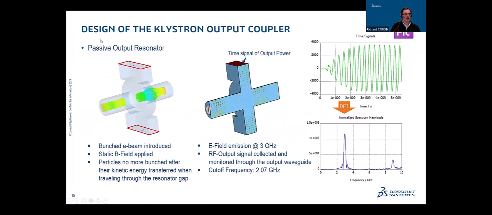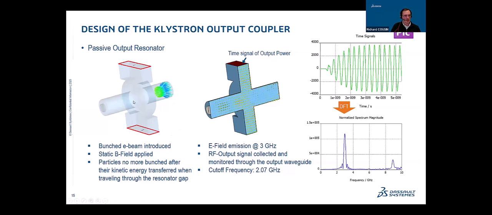We also need to design the klystron output coupler in order to extract the microwave signal out of this cavity. You can start directly from a particle 2D monitor, or even from this small cylinder that you can place in this area. Then you launch the particles using, for instance, a Gaussian emission, and you apply the static B field in order to focus the electrons on the tube axis.